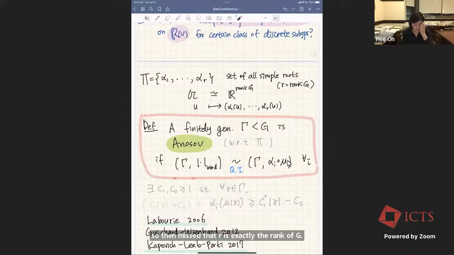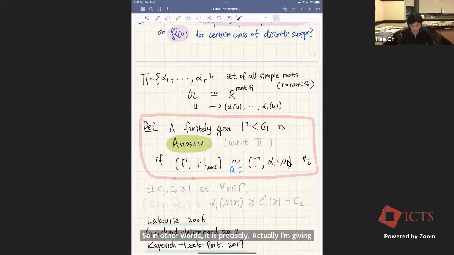Fixing this set of simple roots gives me a coordinate for the Lie algebra of A. I can map any element U in the Lie algebra of A to alpha 1 of U, and all the way up to alpha R of U. That gives the vector space isomorphism between the Lie algebra of A and R to the rank of G. In other words, I'm giving a coordinate system to the Lie algebra of A.